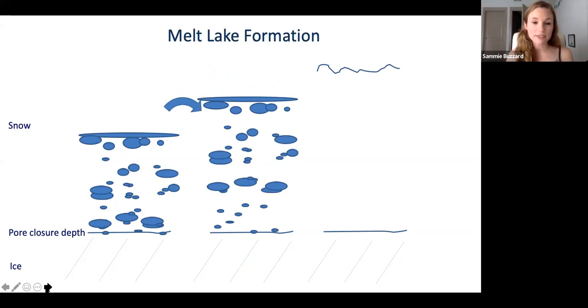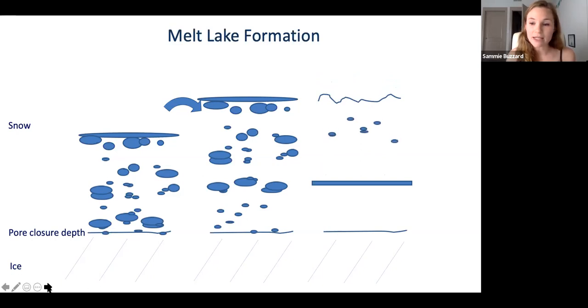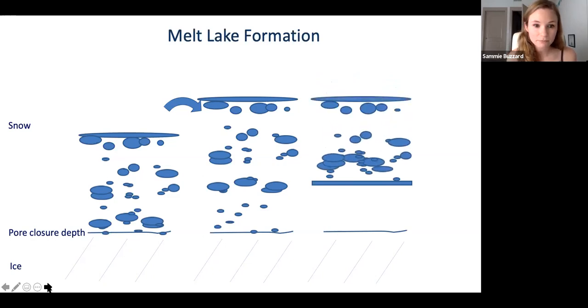Now, the final possibility is that because the snow below the surface in Antarctica is unsurprisingly quite cold, water may not actually get down as low as the pore closure depth. In fact, it might refreeze within the snow and refreeze enough that we get solid ice lenses within the snow. That means that any further meltwater won't be able to get past this ice lens. And actually much less of the snow needs to be saturated in order to form a lake.